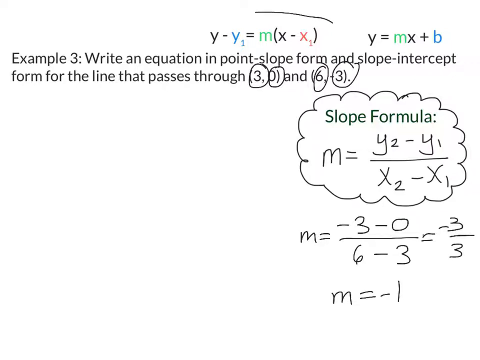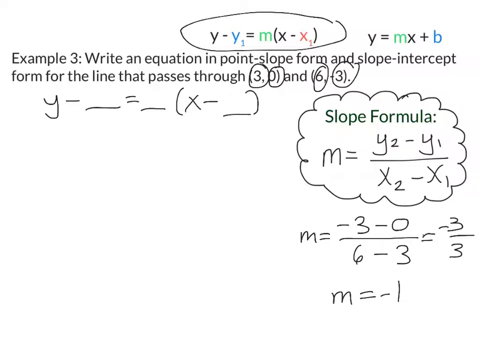So now I can put all of my values into my template. y minus y1 equals m times x minus x1. y1, I'm just going to use these values, is 0. And then my x1 is 3, that goes here. And then my m, or my slope, is -1. So point slope form is y minus 0 equals -1 times x minus 3. So that's my point slope form.